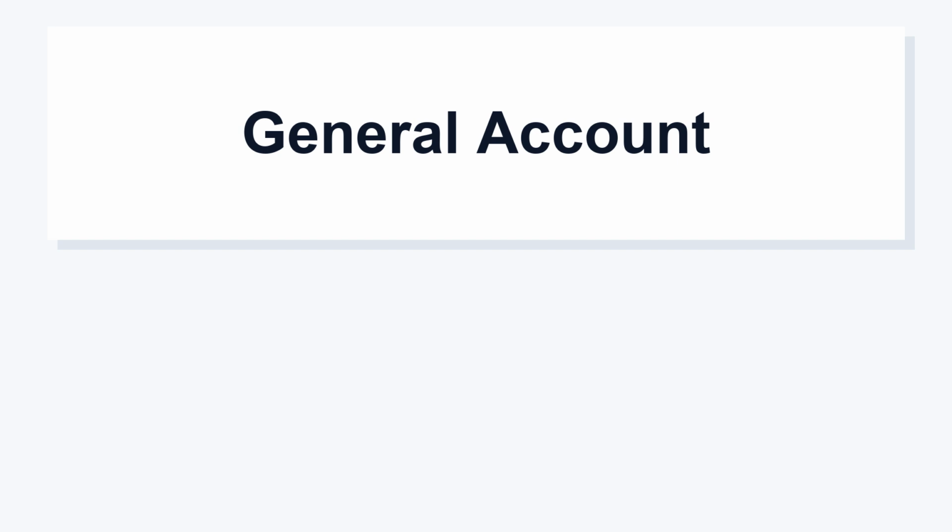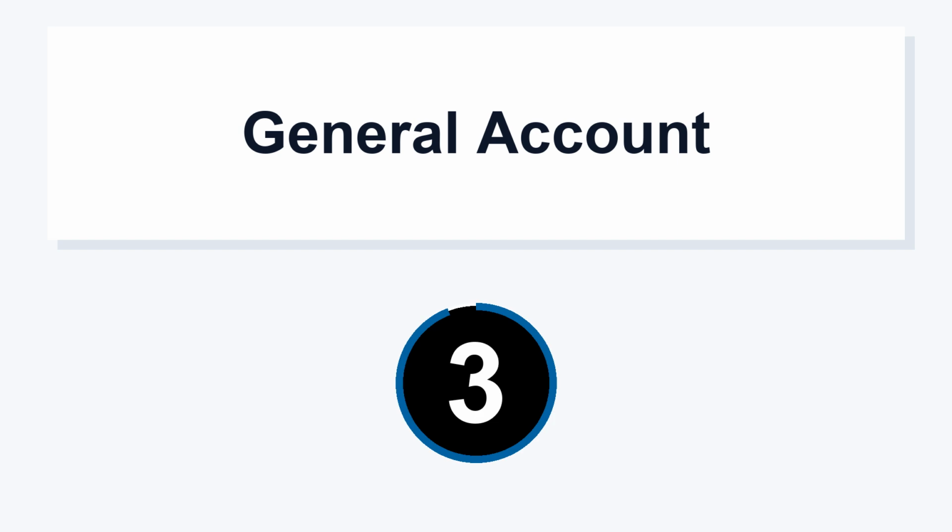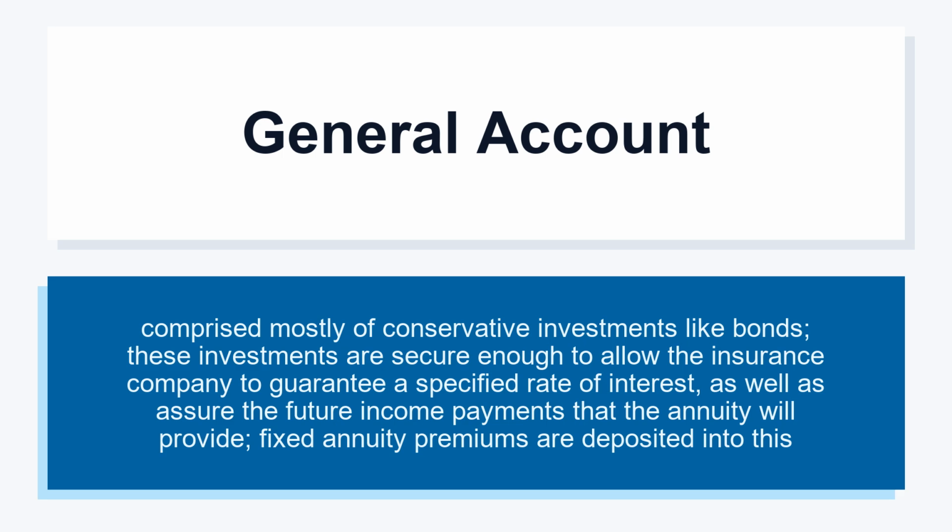General account. Comprised mostly of conservative investments like bonds, these investments are secure enough to allow the insurance company to guarantee a specified rate of interest, as well as assure the future income payments that the annuity will provide. Fixed annuity premiums are deposited into this.